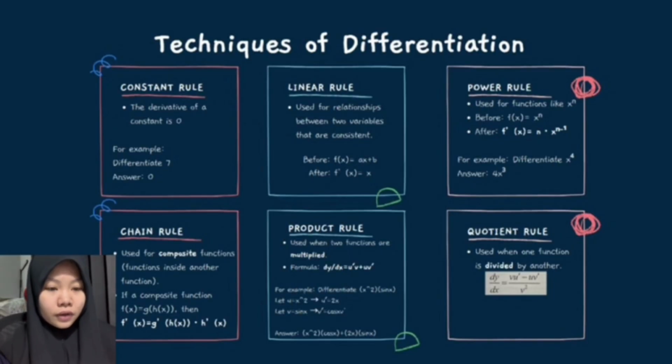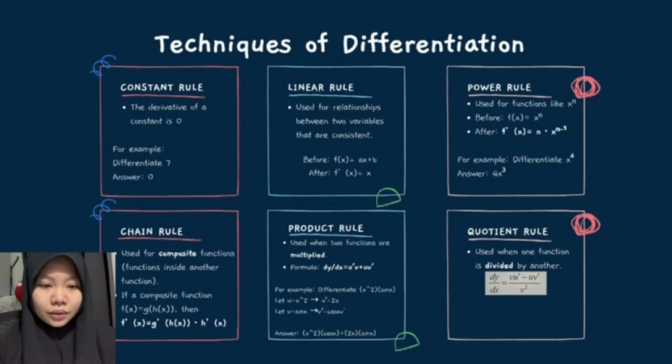The fourth one, we have the chain rule. The chain rule is used for composite functions, which means a function inside of another function. If you have something like f(g(x)), the derivative is the outer derivative multiplied by the inner derivative. The fifth rule is the product rule. The product rule is used when two functions are multiplied together. The derivative is the first function times the derivative of the second plus the second function times the derivative of the first. It is written as dy/dx equals u' multiplied by v plus u multiplied by v'.